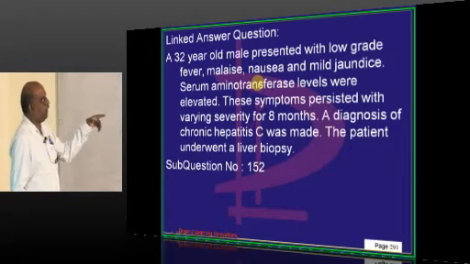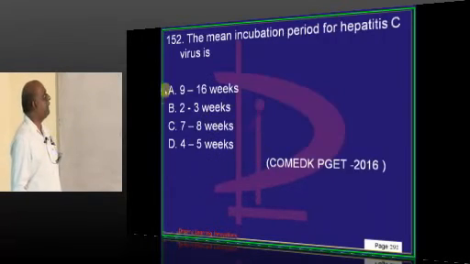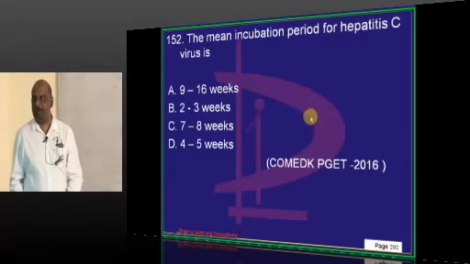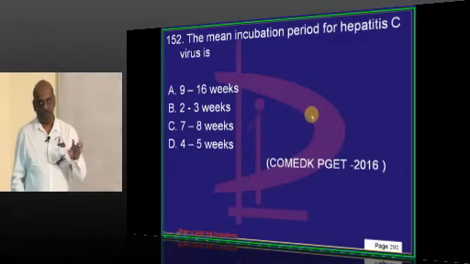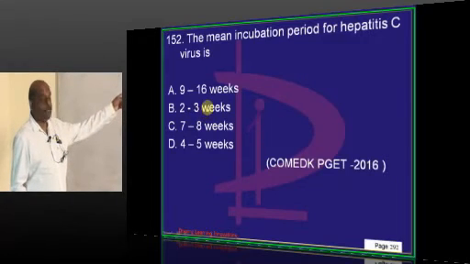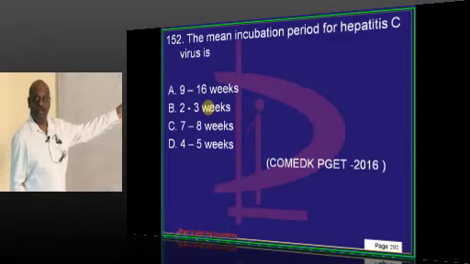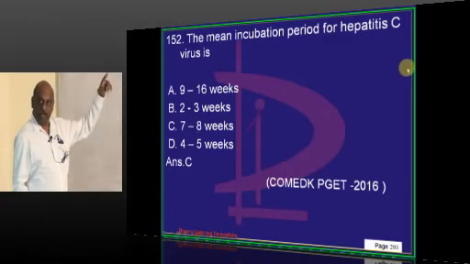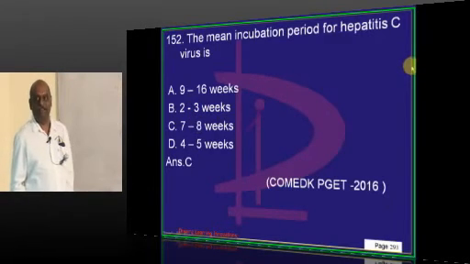A 32-year-old with low grade fever, chronic hepatitis C, he underwent liver biopsy. What is the incubation period of hepatitis C? Hepatitis B, hepatitis C incubation period, if you don't know, your rank will be 100 times that number. How many weeks is this? Calculate 8 into 100. 800 will be the rank.